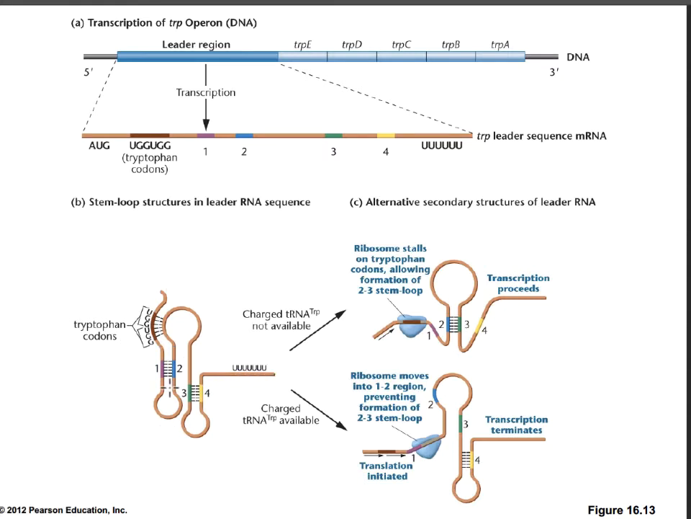Under different circumstances inside the cell, the actual arrangement of this structure is not like this, but like this. So in one scenario, we get a 2-3 stem loop structure, and in a different scenario, we get a 3-4 stem loop structure. The decision as to which of these two will be formed depends on the presence or absence of tryptophan.